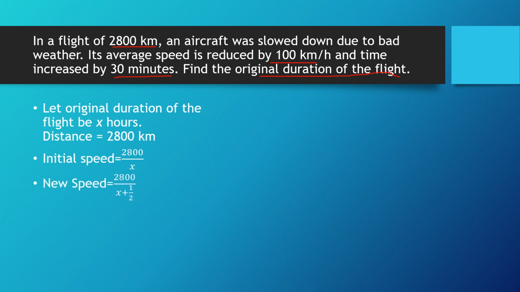Sorry, x was time. So if I reduce the speed by 100, my time will increase by 30 minutes. Previously I took x hours. Now I'll take x plus 30 minutes, means half hour. It was x hours earlier, so I'm converting 30 minutes into hour. So x plus half. First speed was something. Now speed will be something. This speed is 100 less than the previous one. Correct? So original speed minus reduced speed should be how much? 100, because I reduced the speed by 100.